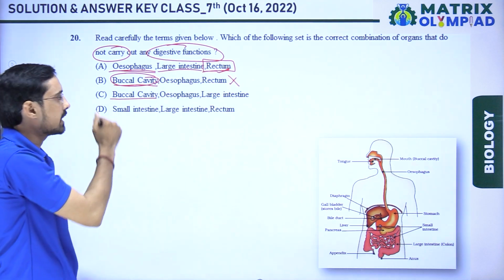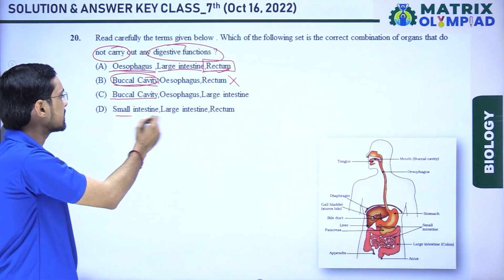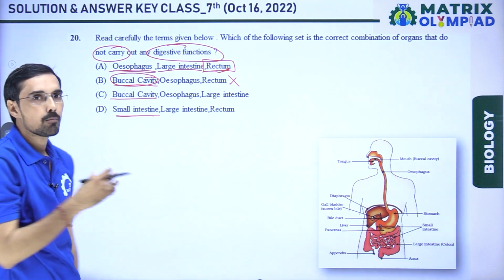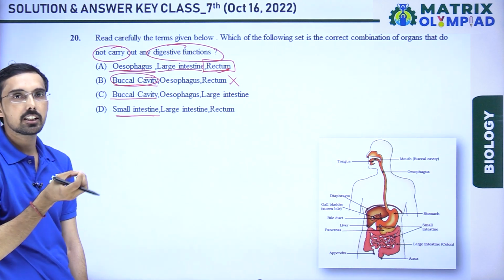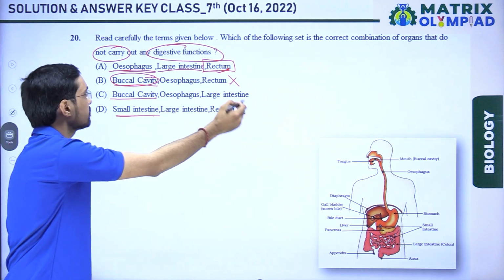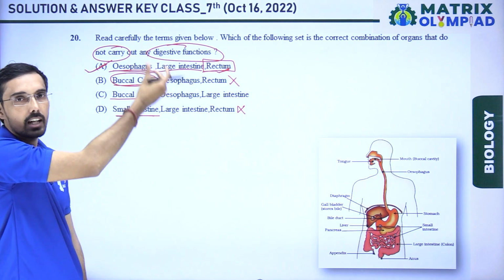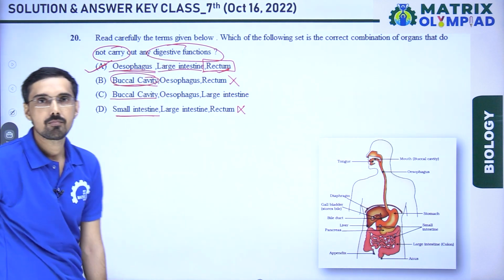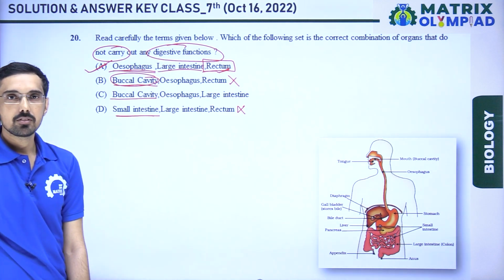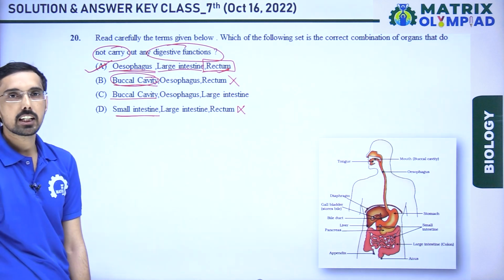In the second option, buccal cavity is given, and the small intestine is also given. As we all know, the undigested food is digested in the small intestine, so it will also be wrong. So the most appropriate option will be esophagus, large intestine and rectum. This is all about the biology section of the class 7 science paper.